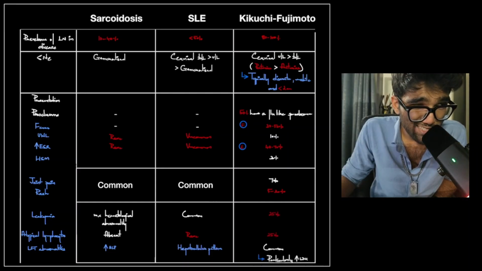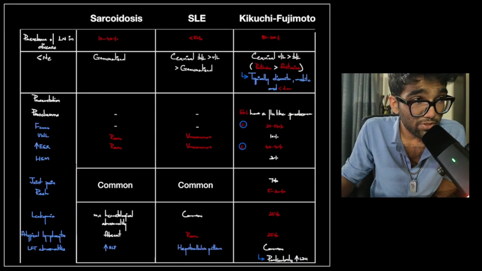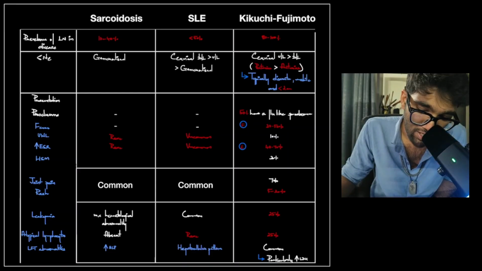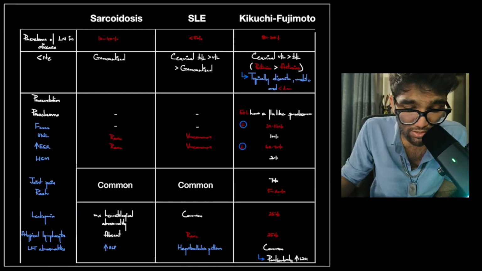Kikuchi Fujimoto is essentially a localized version of SLE in the lymph node. So you have these plasmacytoid dendritic cells that are producing relatively large amounts of type I interferon. So you can have leukopenia; it happens in around 25% of cases. And you can have atypical lymphocytes. Our patient did not have leukopenia, but as you can see, it doesn't go against Kikuchi. So I was thinking of Kikuchi Fujimoto in this patient.